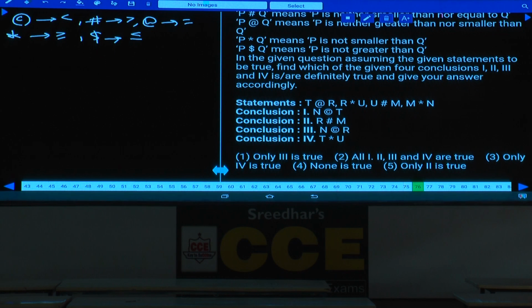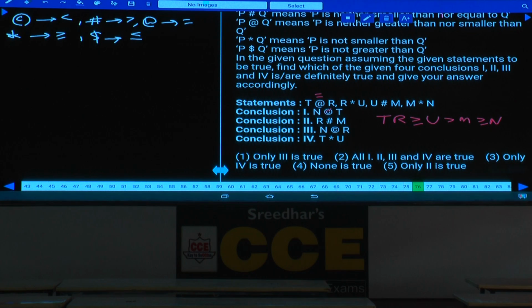Then questions. Tell me this: T at the rate of R. At the rate of stands for equals, so T equals R, and T and R are one and the same. R star U means R is greater than or equal to U, and U hash M means U is greater than M, and M star N means M is greater than or equal to N. This is how we can represent the entire statement. Then the relation between N copyright. What is copyright?